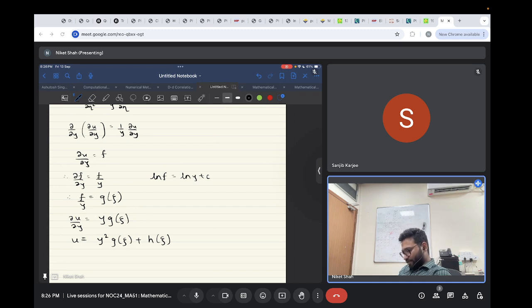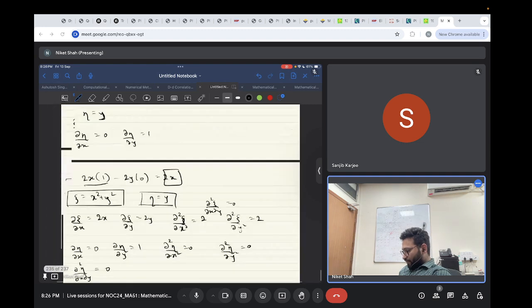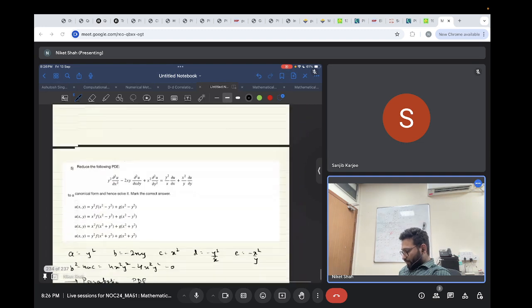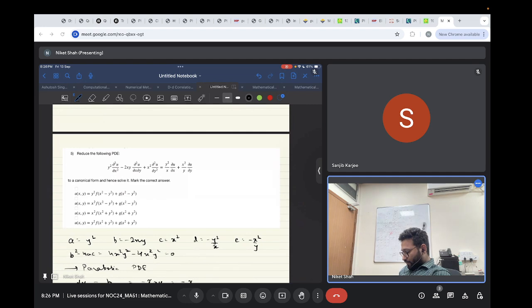Okay, so I eventually end up getting the answer y square g of x square plus y square plus h of x square plus y square. This is u. Are those options here? Y square f of x square is g of x square y square. I do get this one.